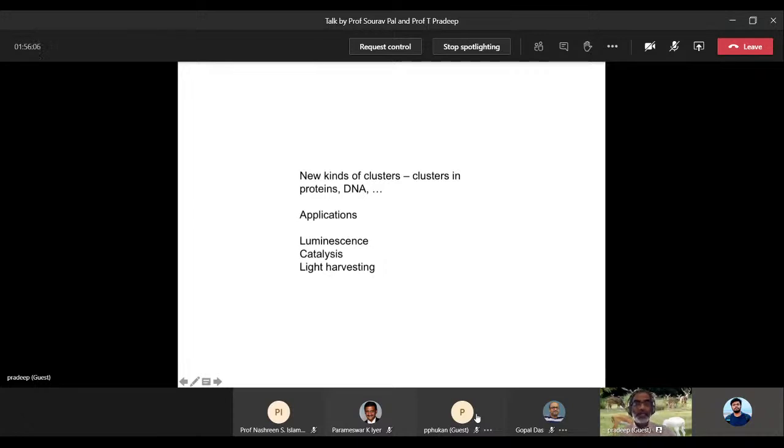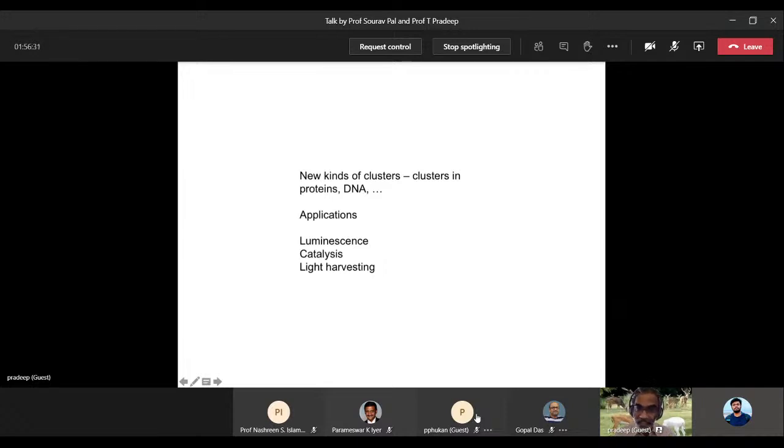Before telling you about applications, I mentioned clusters with ligands, but there are ligands such as proteins or DNA. They also make clusters. Obviously, such things can go into biological systems. With luminescence, it is quite exciting. So there is cancer diagnostics and such other possibilities, with the biological possibilities largely around luminescence.